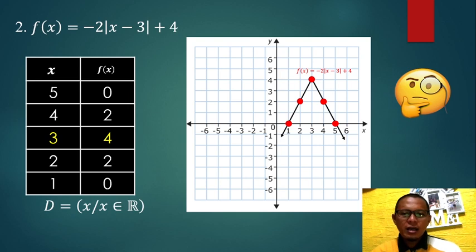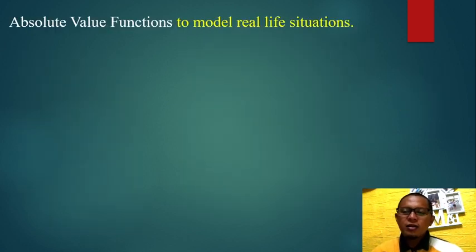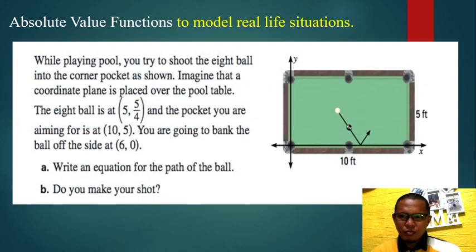What is the domain? Again, the domain is the set of real numbers, or x such that x is an element of real numbers. And the range is y such that y is less than or equal to 4. Why is it less than or equal to 4? Because our value of a is negative 2, so the graph opens down. Good.